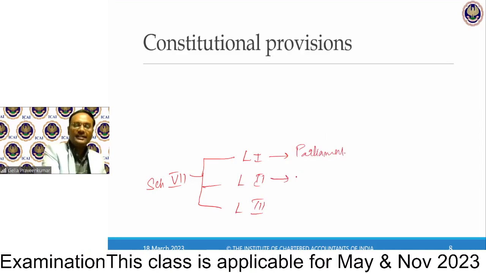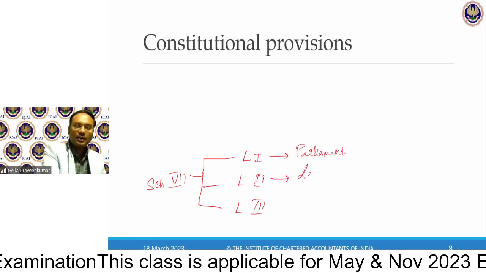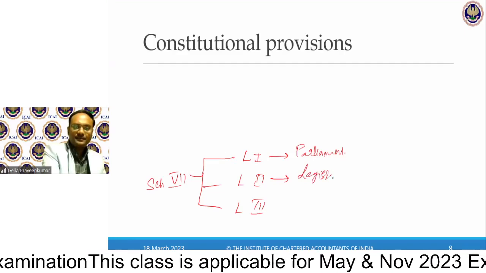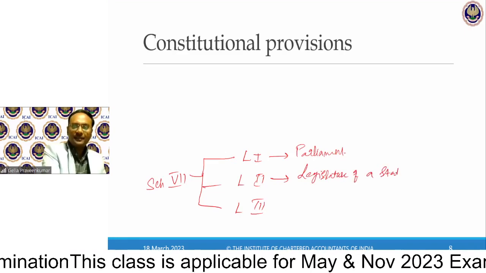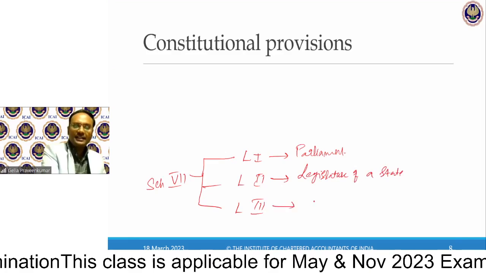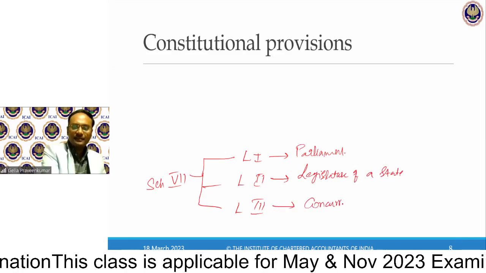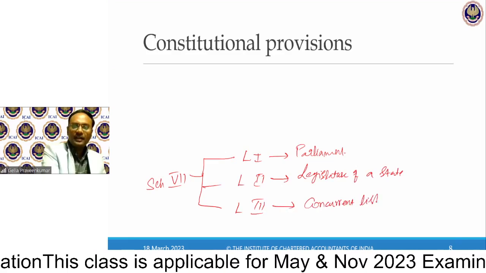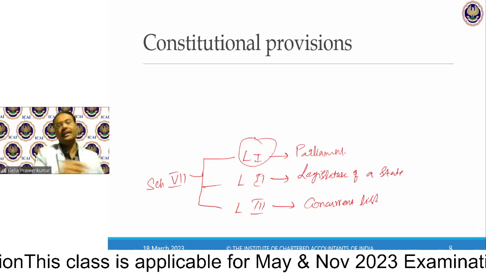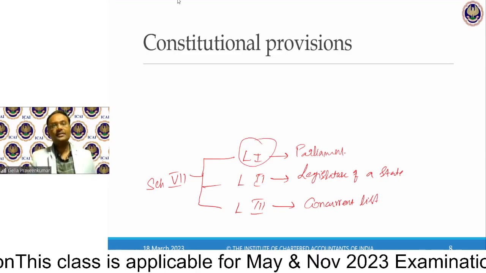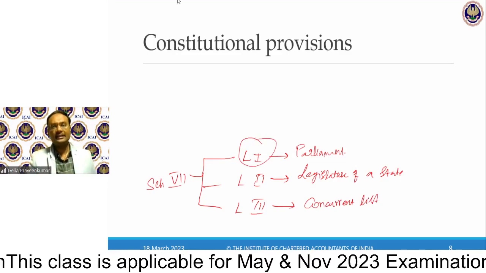List 2 is with respect to the legislature of a state. And List 3, we call this the concurrent list. Now, customs law is covered under List 1. I repeat, customs law is covered under List 1.